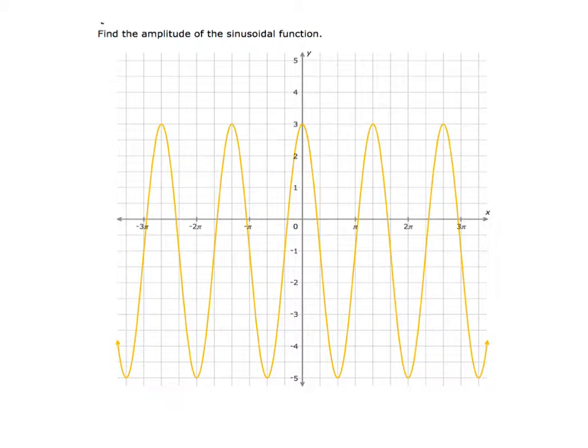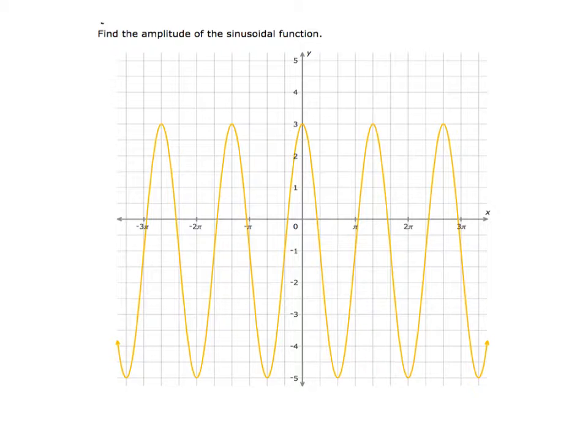Okay, next characteristic is amplitude of the sinusoidal function. That just tells us how big our curve is, how far does it stretch. That can either be done with a formula or you can eyeball it, either one. I like a formula, that way I'm sure of everything. Sometimes my eyes deceive me.